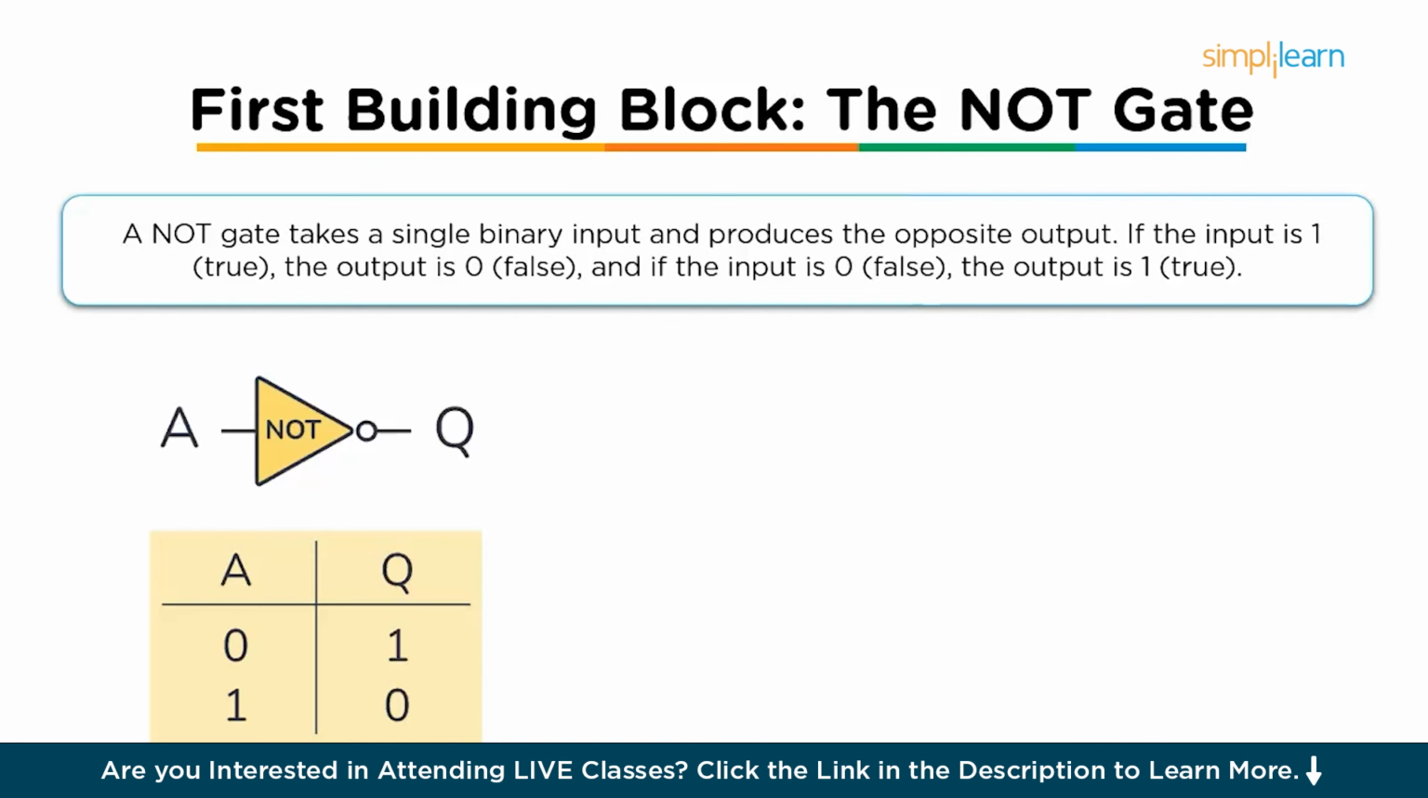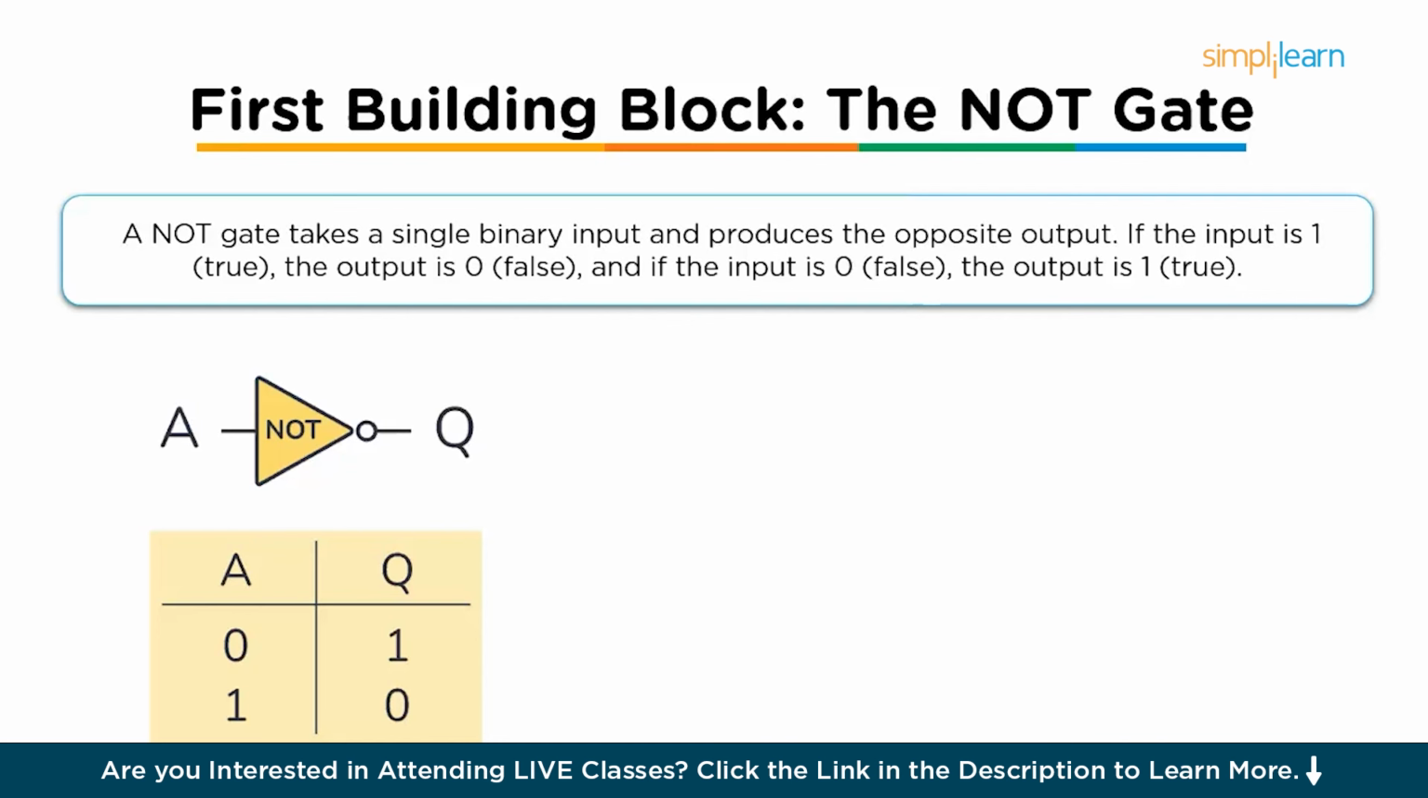So if the input is 1, which is true, the output is 0, which is false. And if the input is 0, which is false, then the output is 1, which is true. The NOT gate is the most basic building block in Boolean algebra and digital circuits, and it is used in many more complex gates and circuits.